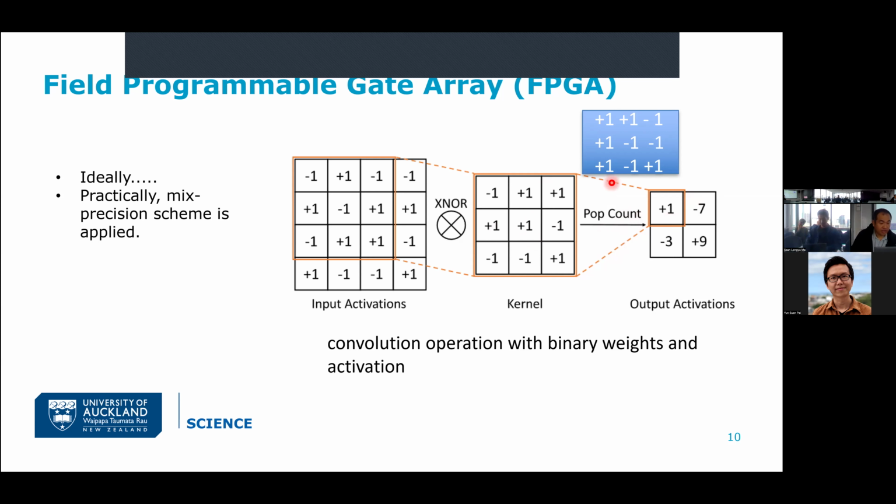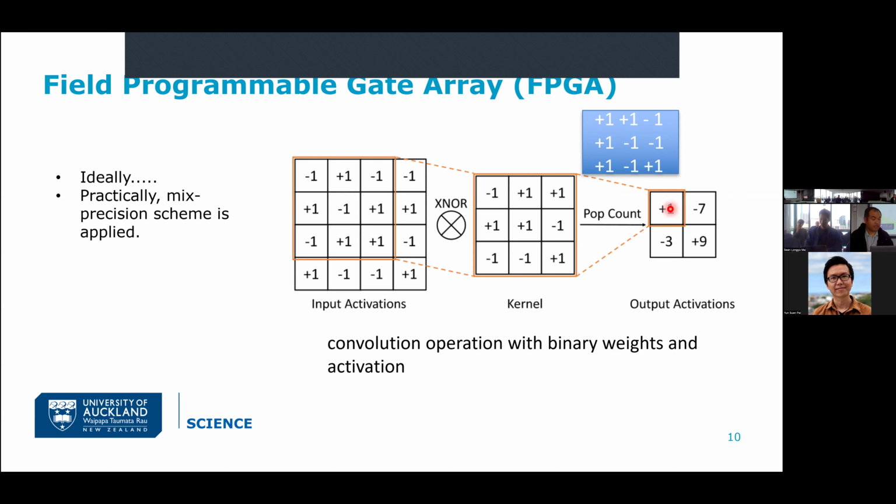So here, this is the intermediate result we have after doing the XNOR. And then we count how many positive ones we have: 1, 2, 3, 4, 5, and the negative ones, there are 4 of them, right? So basically the result is 1.